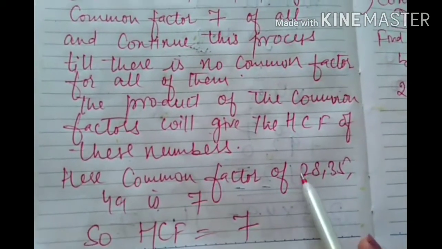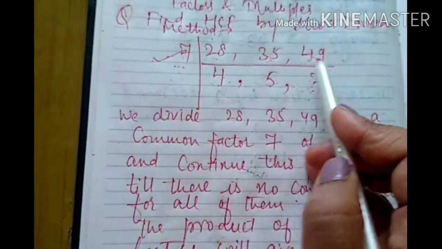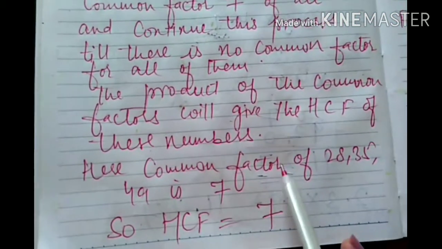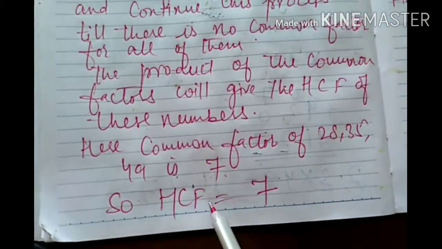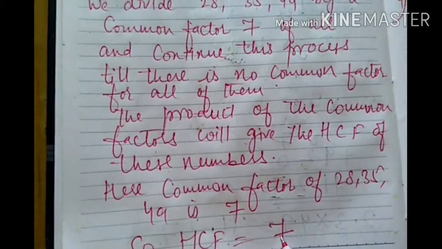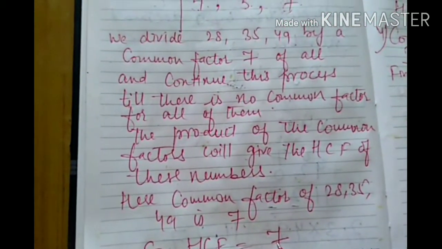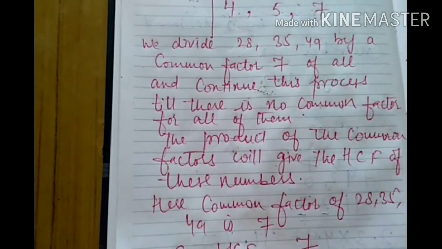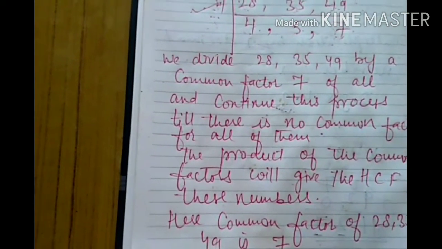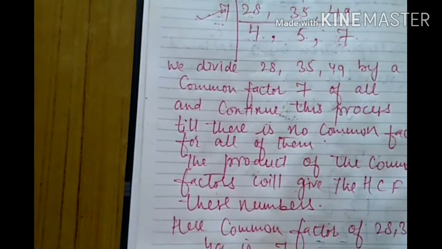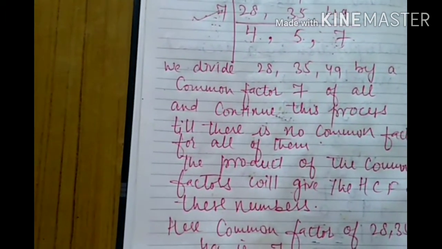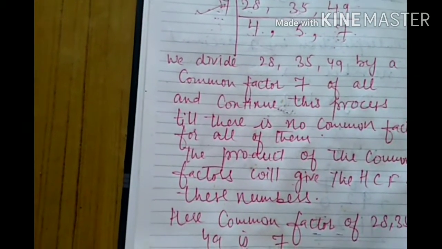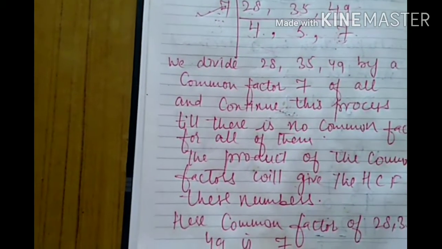Here, the common factor of 28, 35, 49 is only 7. So HCF will be 7. In this way you will find the HCF by the short division method. In this method, you will divide all the numbers by a common factor of all and continue this process till there is no common factor for all of them.